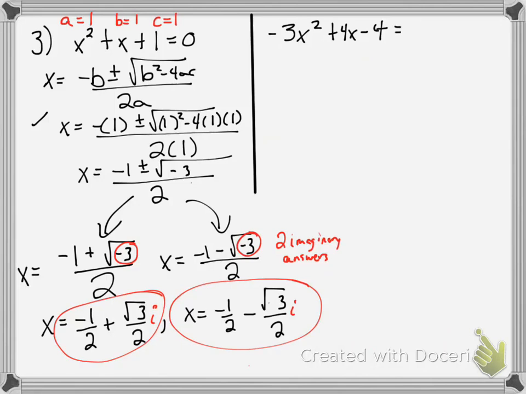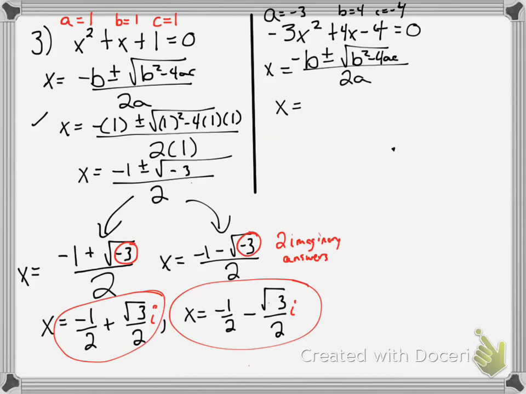So last example, we have negative 3x squared plus 4x minus 4 equals 0. And I'm going to solve this using the quadratic equation. Start by writing down my formula: negative b plus and minus the square root of b squared minus 4ac divided by 2a. So I've got a is equal to negative 3, b is equal to 4, c is equal to negative 4. Now I just need to fill into my equation.